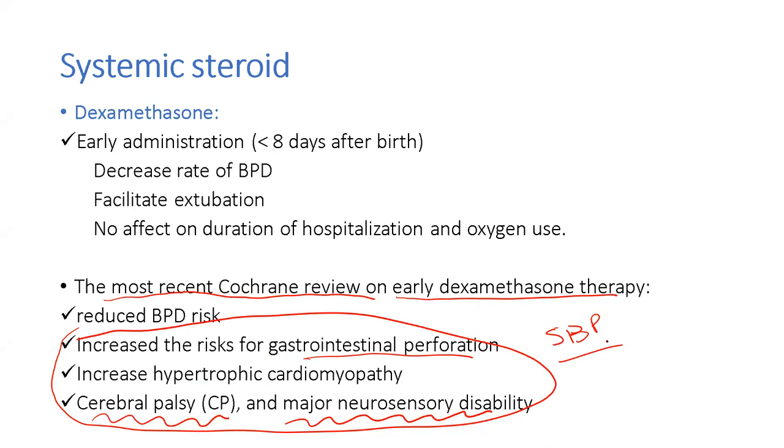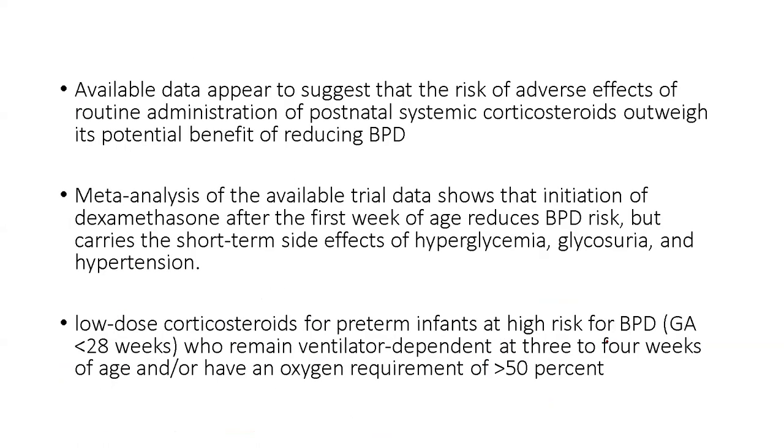So early, that means in the early, less than 8 days of life after birth, if you have a high risk that the baby develops bronchopulmonary dysplasia, he's immediately on mechanical ventilation, required higher oxygen. The early dexamethasone decreases the risk of bronchopulmonary dysplasia, facilitates early extubation, but has no effect on the duration of hospitalization or the oxygen use. But because of the cerebral palsy and major neurosensory disability, that's no longer a recommendation. What's the recommendation? You have to balance. Look at the risk versus the benefit. So what's my risk and what's my benefit?